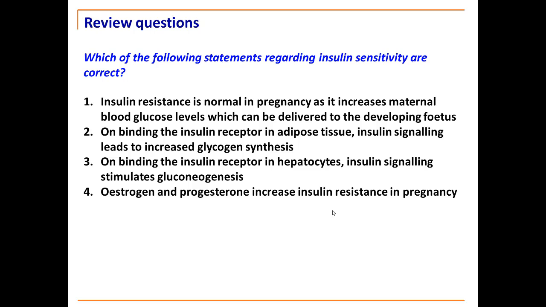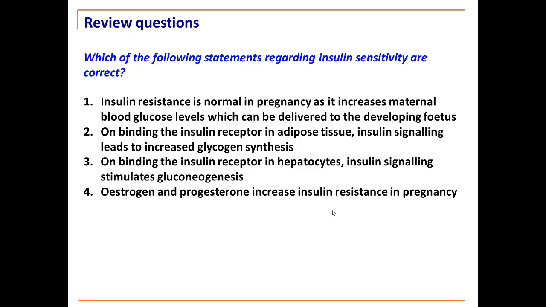So here we have a review question for you. Which of the following statements regarding insulin sensitivity are correct? Press pause and have a think. Number 1. Insulin resistance is normal in pregnancy as it increases maternal blood glucose levels which can be delivered to the developing fetus. That's correct.